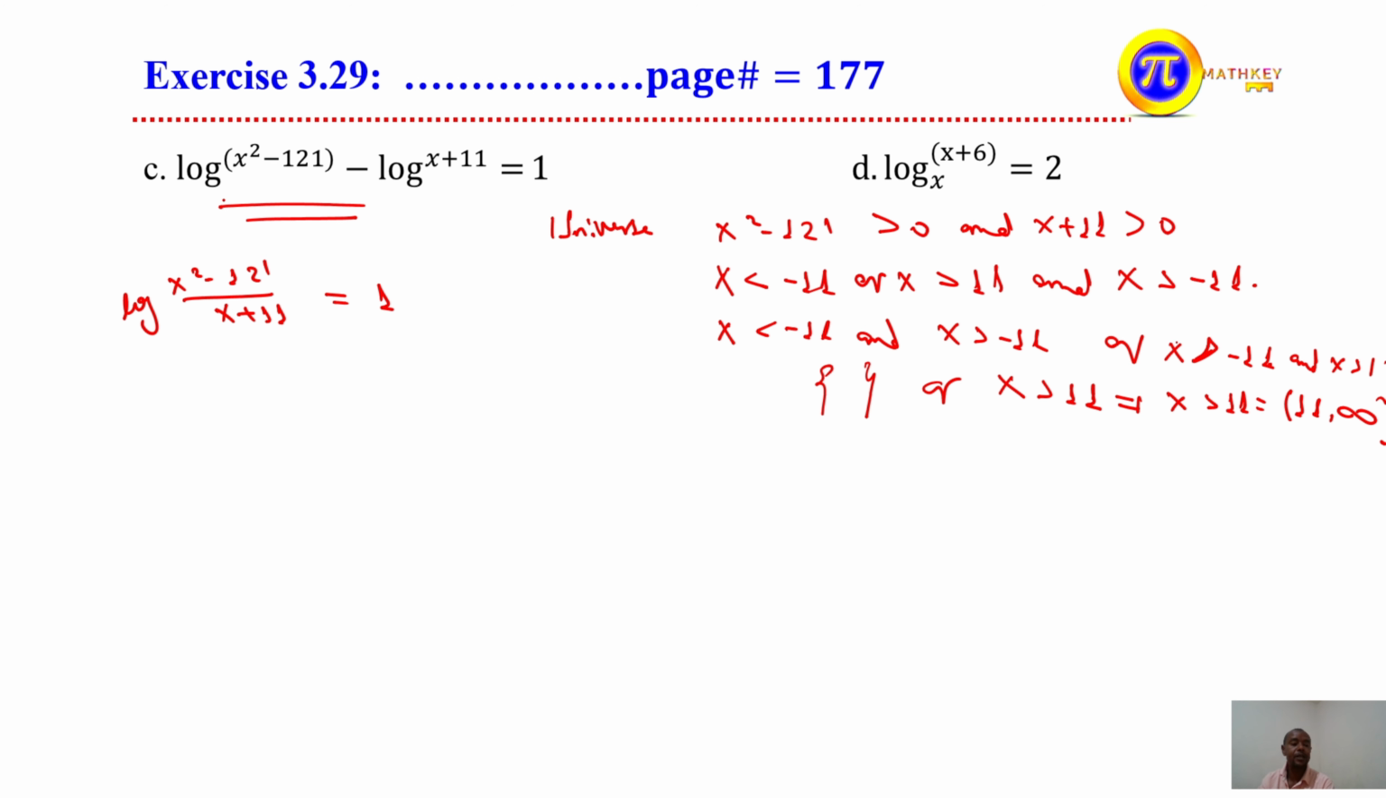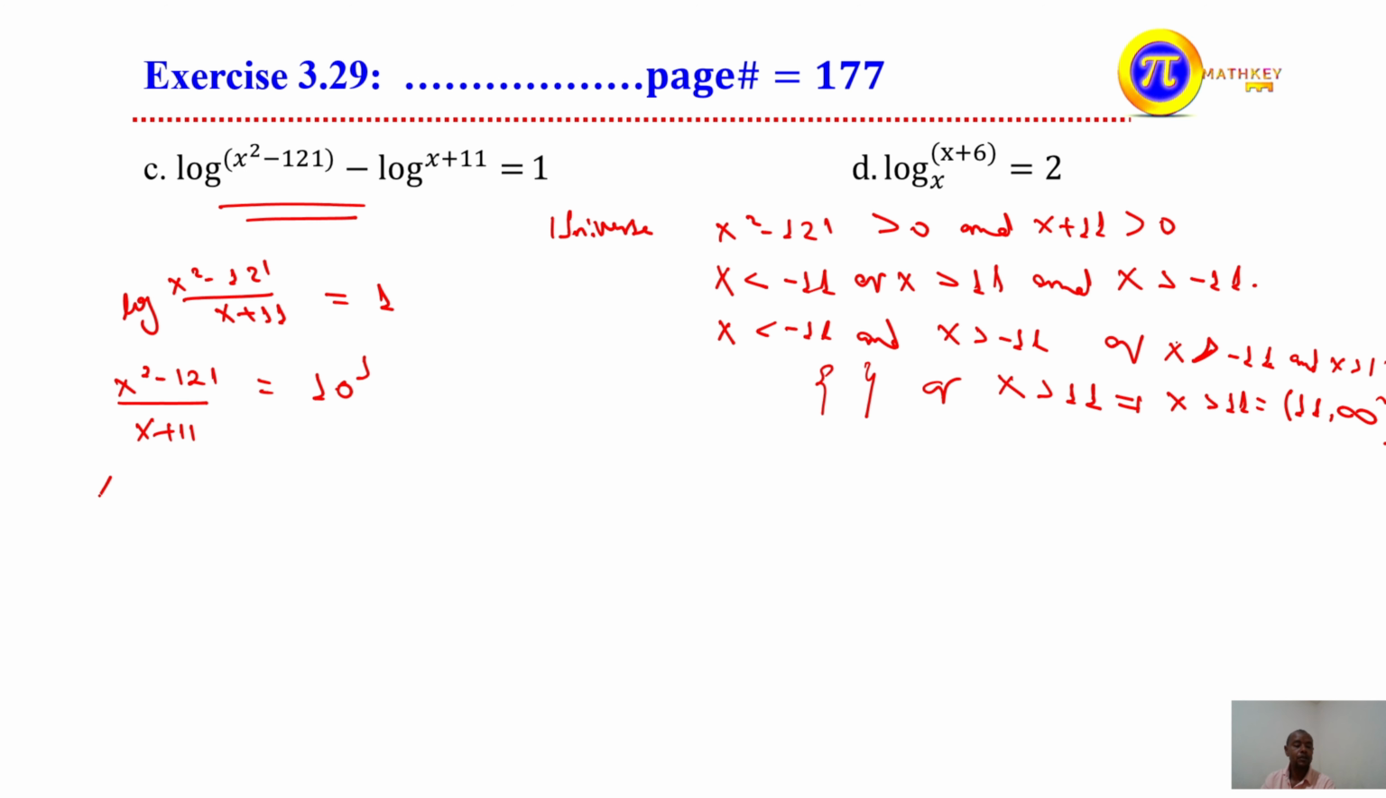And there is no base here. If there is no base, that means common logarithm. The base is 10. So which implies x squared minus 121 over x plus 11 is equal to 10 to the power of 1.